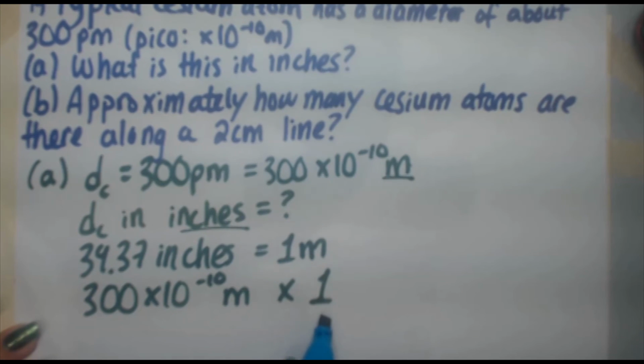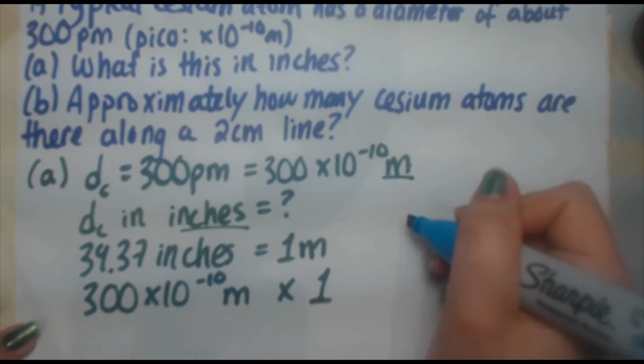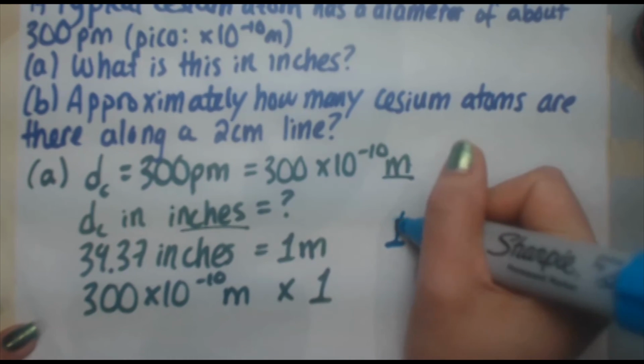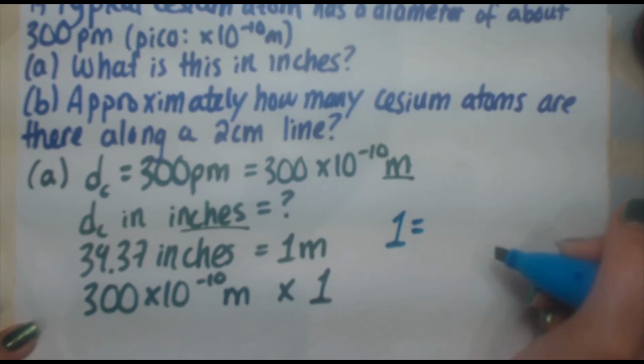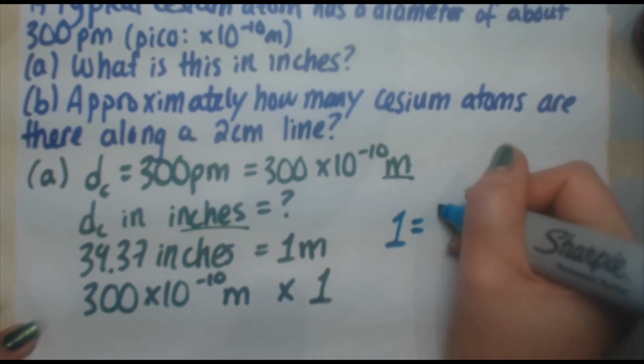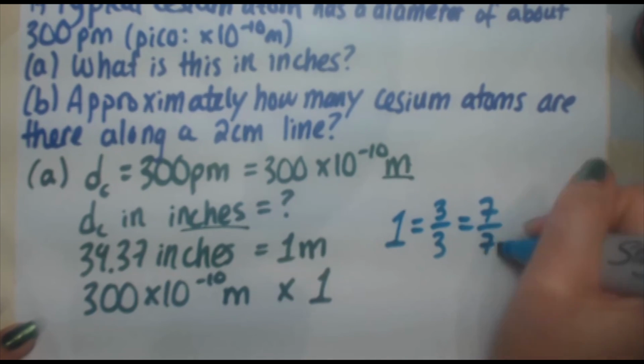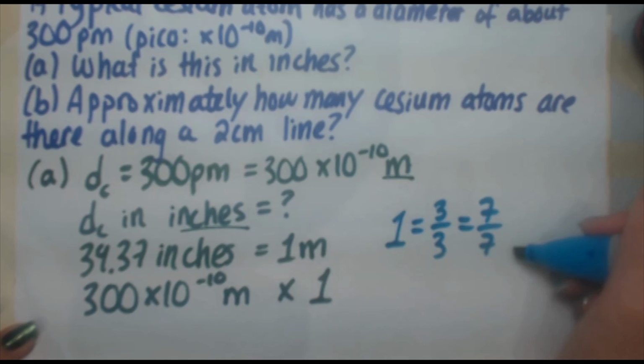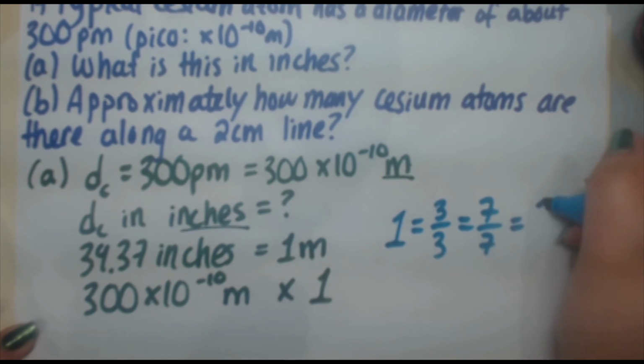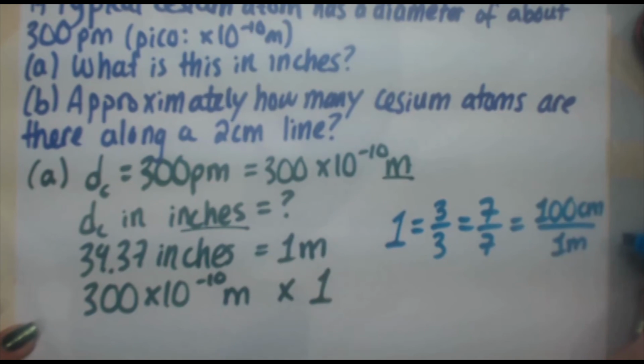Okay, so the idea is this. This 1 is how you change the unit. So the first thing you've got to think about is, how do I rewrite 1 in a few different ways? If I write 1 as a fraction, I could write it as 3 over 3. I could write it as 7 over 7. Why? Because the top and the bottom are equal to each other. But take this one on for size: 100 centimeters over 1 meter. This ratio is still equal to 1 because 100 centimeters is equal to a meter.